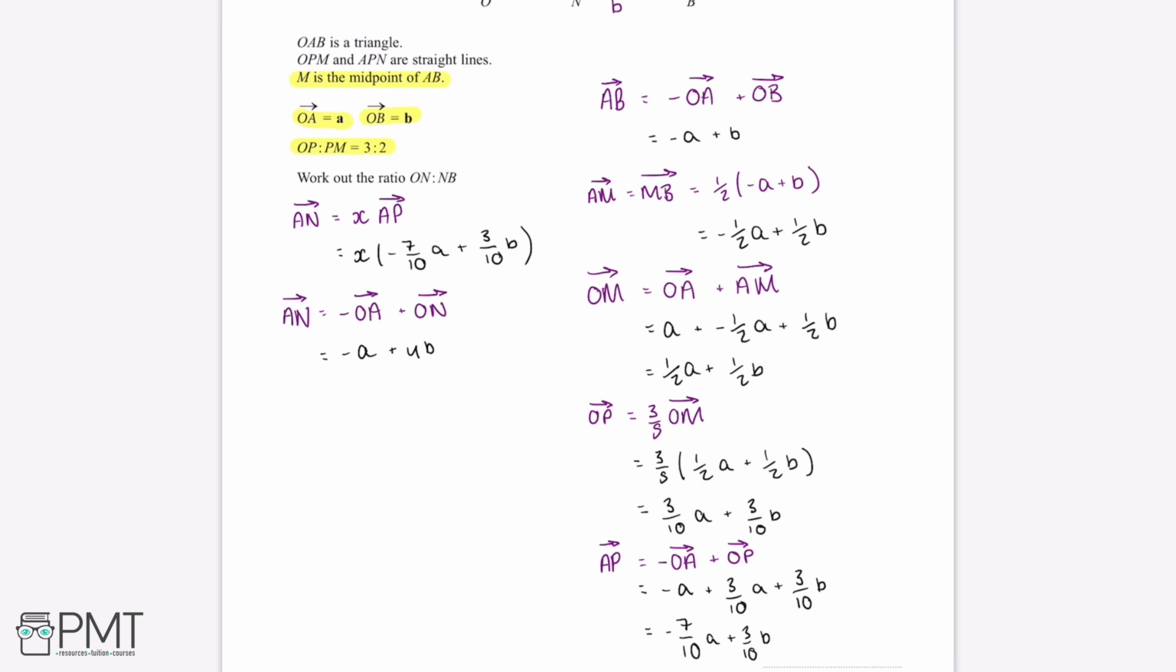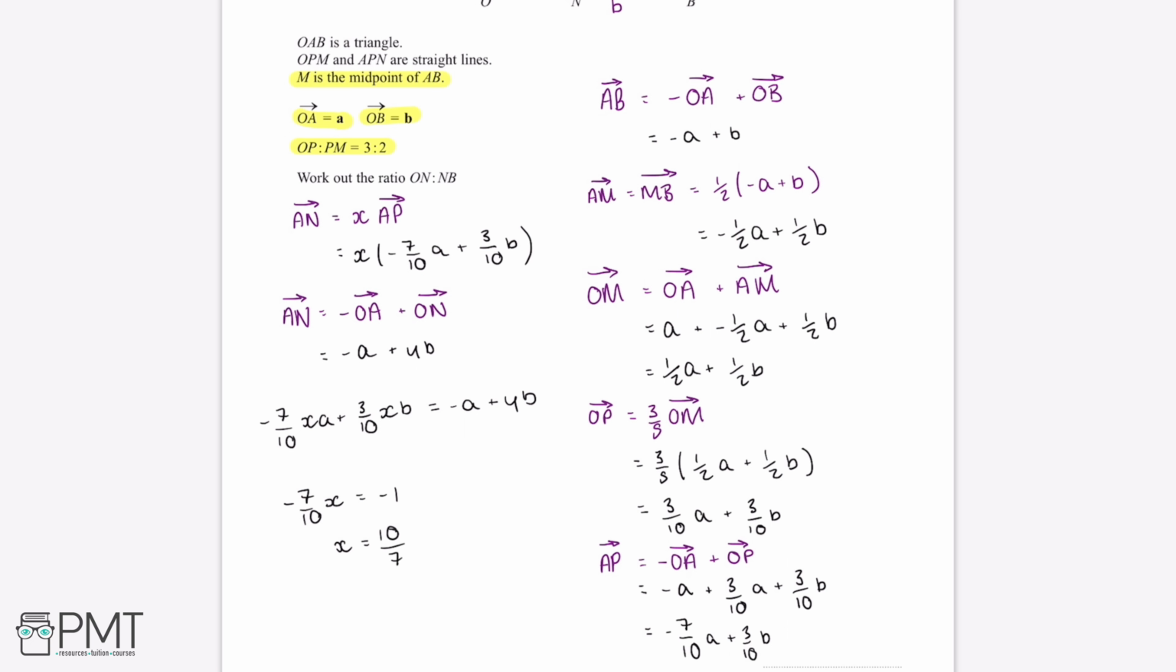So this means that negative 7 over 10 xa plus 3 over 10 xb will be equal to negative a plus yb. Now what we can do is something called comparing the coefficients. If we first take a look at the a term, negative 7 over 10 xa must be equal to negative a. So negative 7 over 10 x must be equal to negative 1. If we divide both sides by negative 7 over 10, this will make x equal to 10 over 7.